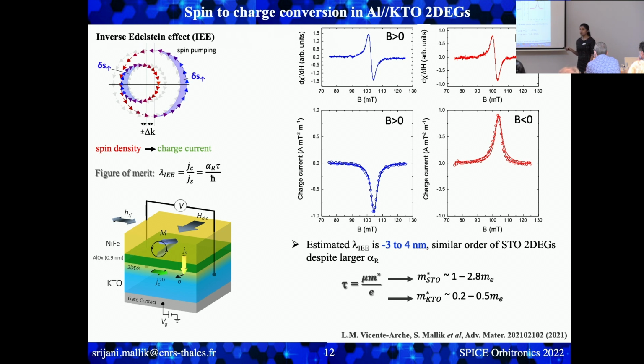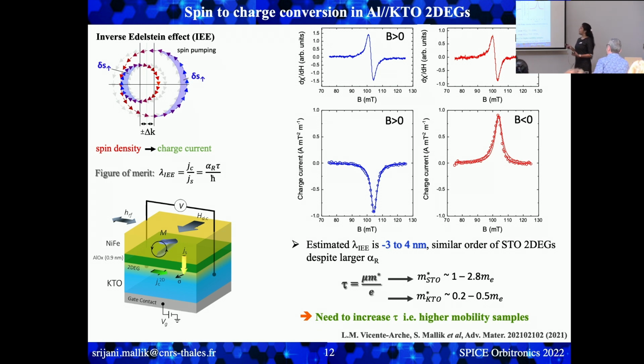But what we can do is improve the mobility of the samples. We need to grow some samples with much higher mobility so that we can increase tau. And if we can increase tau, finally with this very high alpha, we think it will be really promising to have very high spin to charge conversion in this material.